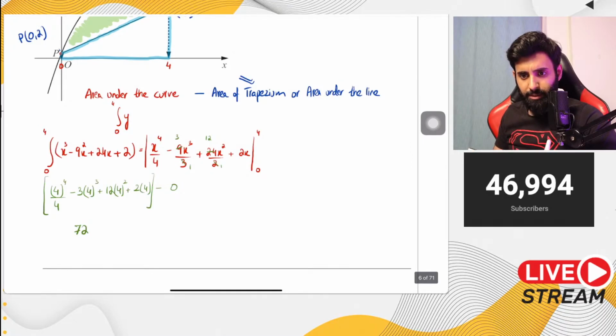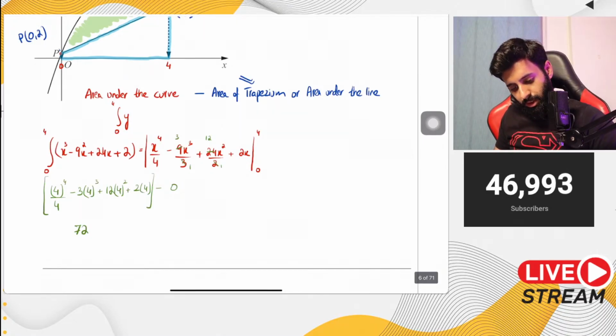Yes, sets and Venn diagram is not in the syllabus. Okay, sets and Venn diagram is not in the syllabus, so just remember that.